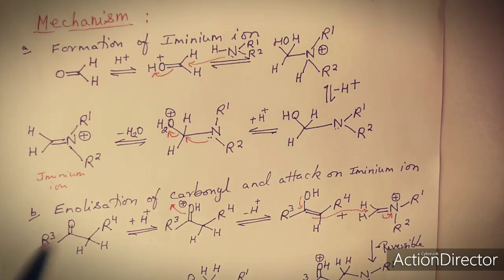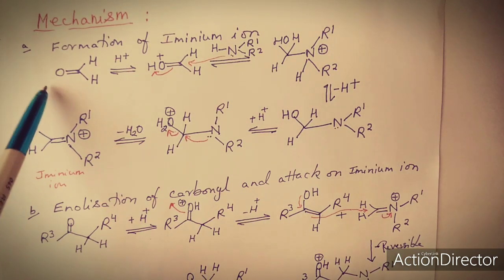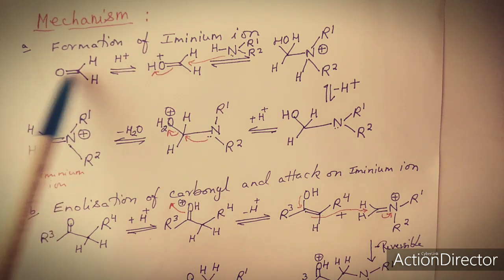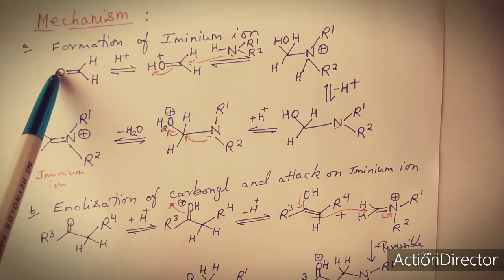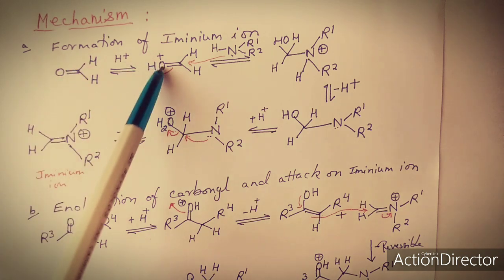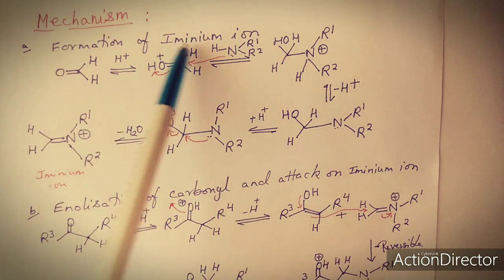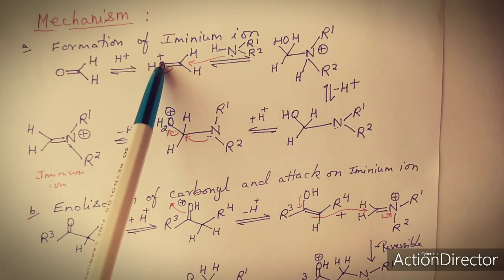Now the mechanism of this reaction, how does it proceed? This is formaldehyde activated by H positive. H positive attacks this carbonyl oxygen to give OH, and now the oxygen has a positive charge. Once the oxygen has a positive charge, it becomes activated. Till here it was not. Now see, this has a positive charge. So why does it become activated?